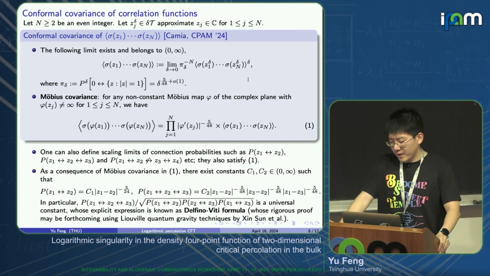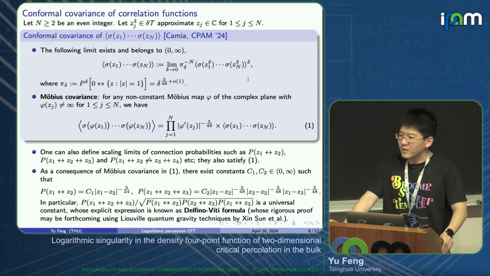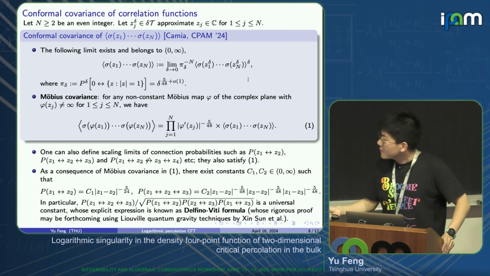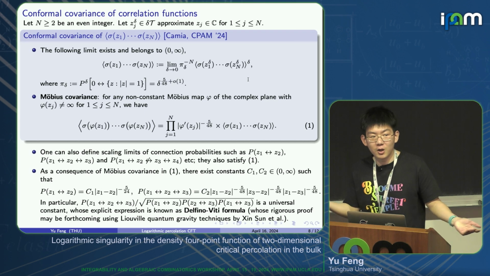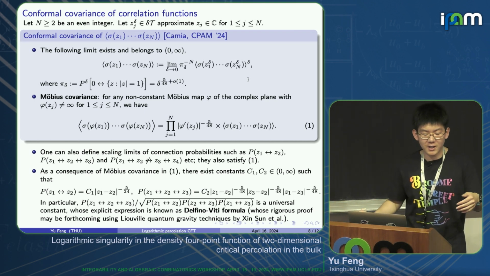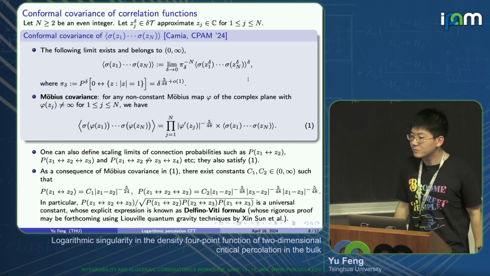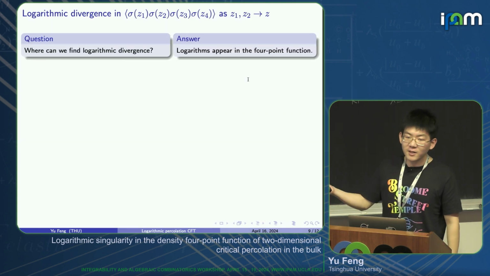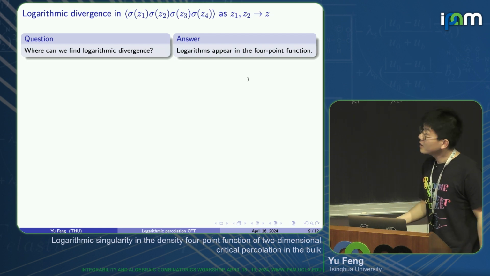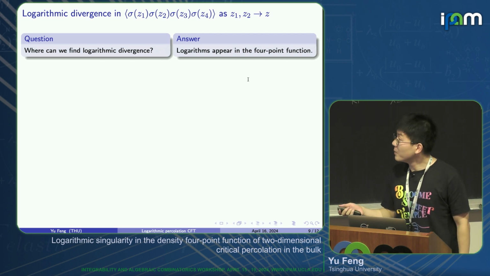Now let us come to my second question. Where can we see logs? From this equation, for 2-point or 3-point functions, there is no log. So we should start at least from the 4-point function. And fortunately, we can see log in the 4-point function. And this is our main theorem.